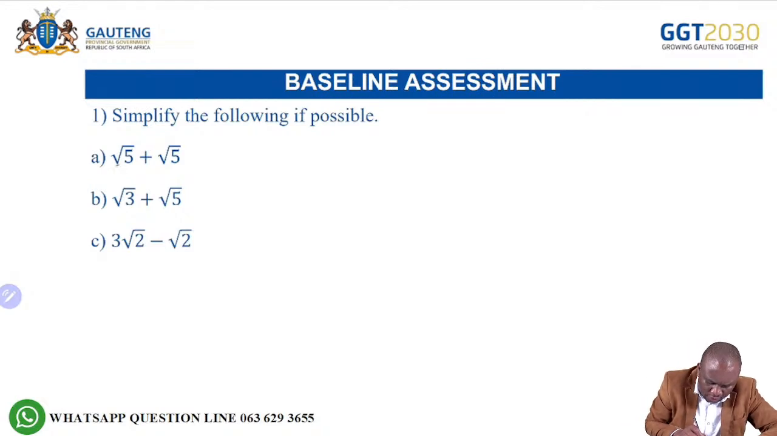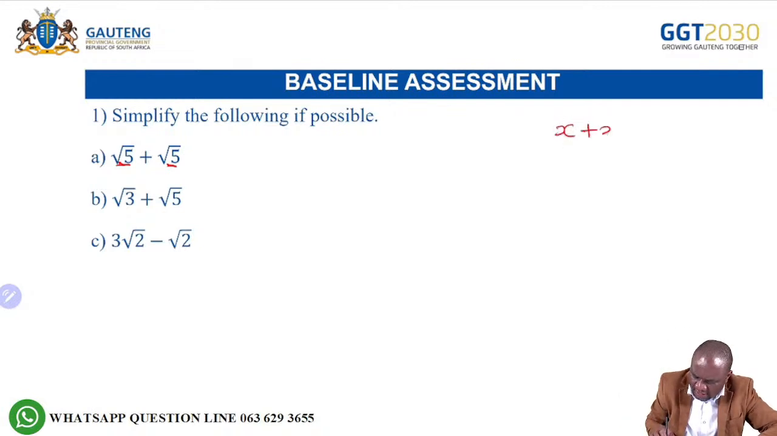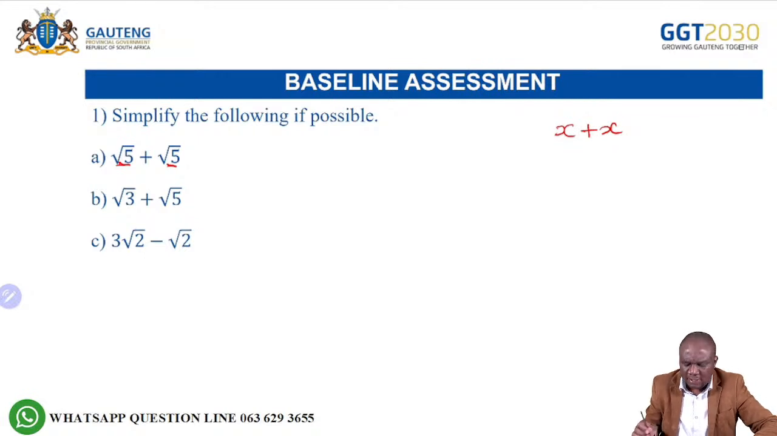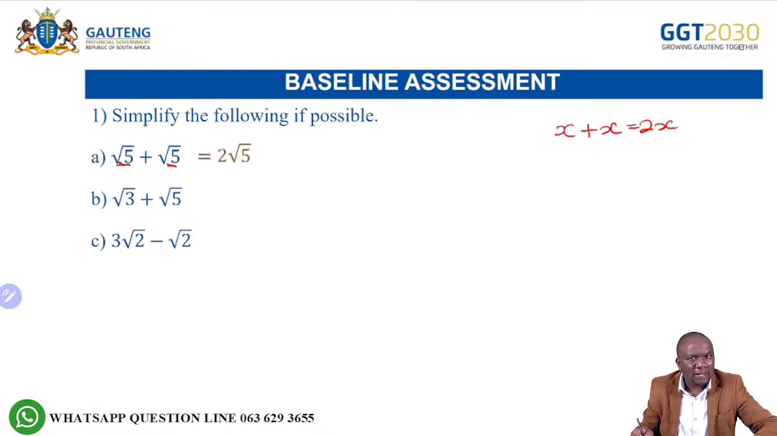So, right, square root of 5 and square root of 5. These are like terms, just like we deal with x plus x. What is x plus x? X plus x is equal to 2x, isn't it? So it is the same thing here. Root 5 plus root 5 is equal to 2 root 5.